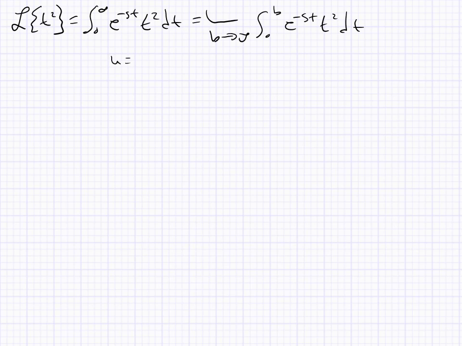If u equals t squared and dv equals e to the negative st, we'll do integration by parts. So du is 2t, and v would be e to the negative st over negative s. We could also do the tabular method here if you wanted to do that too.